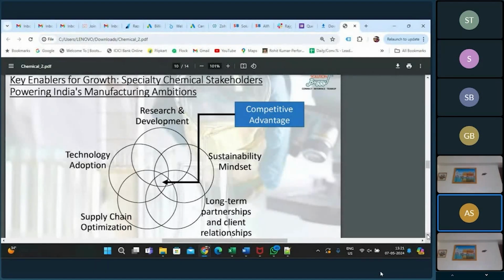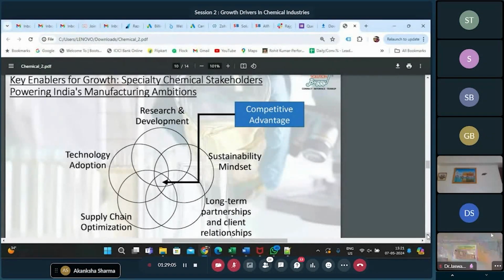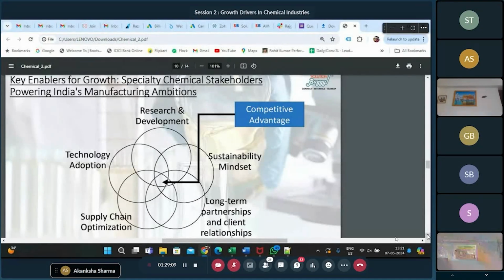Now, if I talk about bulk chemicals, they are available and they can be replaceable also. Suppose I am making a bulk chemical, for example, toluene or any other product. Some other manufacturer, if they have a manufacturing setup, also can make it. But if we talk about specialty chemicals, it is actually customized. It is tailor-made. So you need R&D.